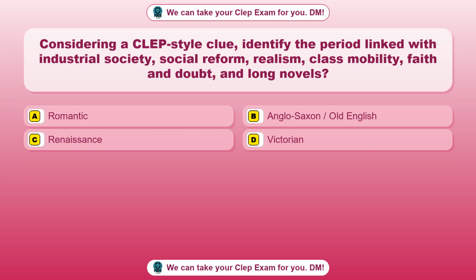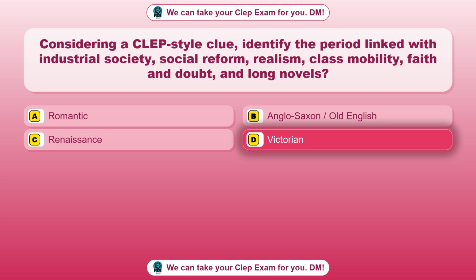Question 30. Considering a CLEP-style clue, identify the period linked with industrial society, social reform, realism, class mobility, faith and doubt, and long novels. Option A, Romantic. Option B, Anglo-Saxon/Old English. Option C, Renaissance. Option D, Victorian. The correct answer is option D, Victorian.